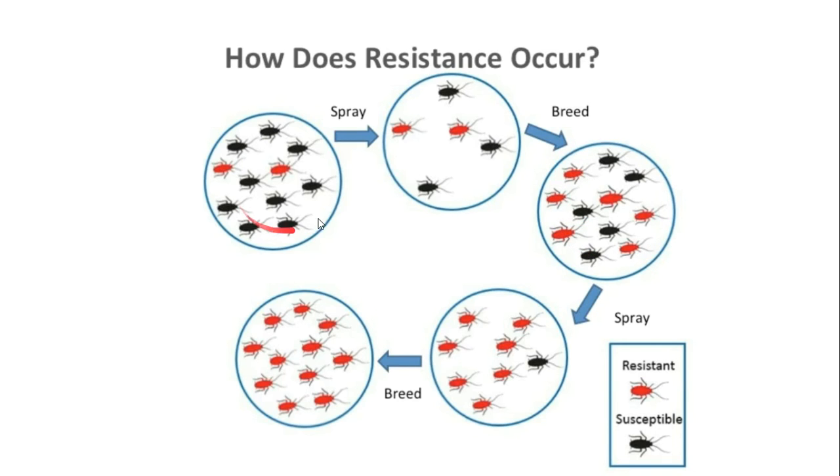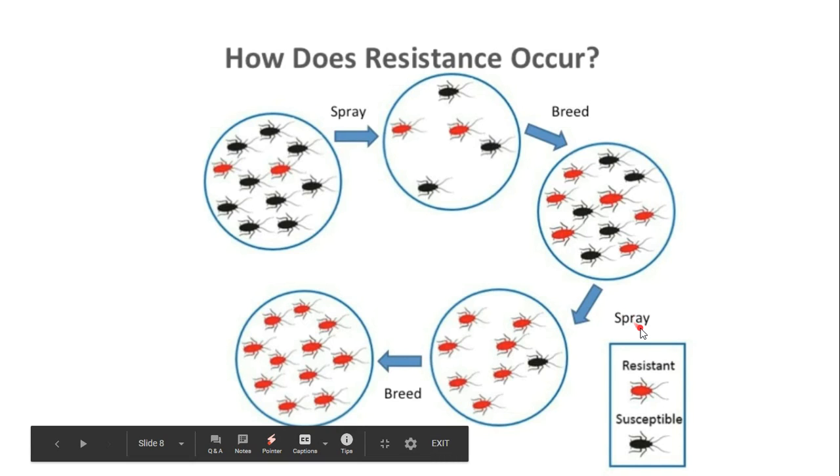But if we compare the initial population with basically generation 2, I notice here that there are more of the red beetles. The red beetles are the ones that are resistant to the pesticide. So I went from having only a very small percentage of my population resistant to the pesticide to having, looks to be about maybe 50% of my population being resistant to the pesticide.